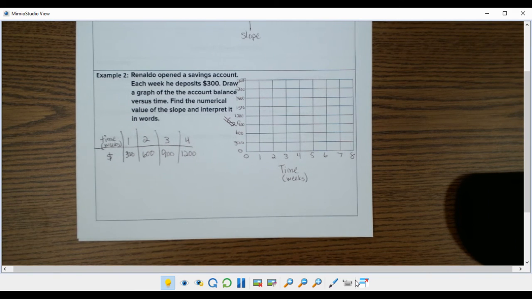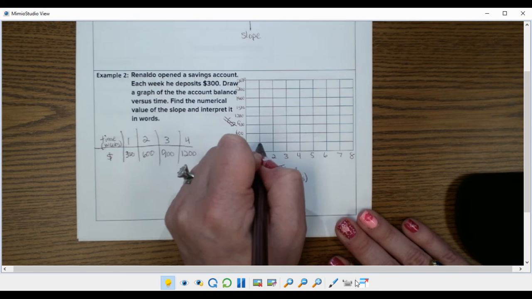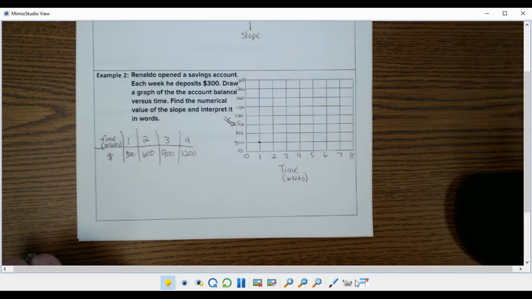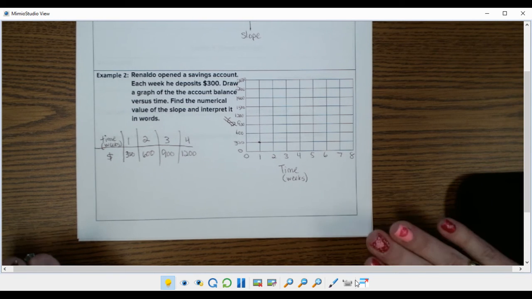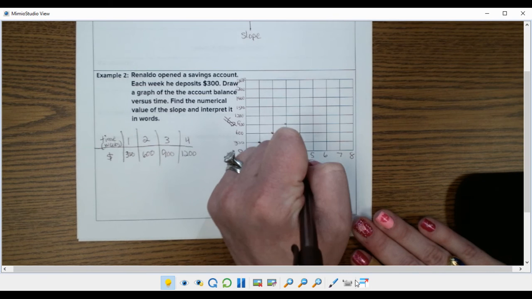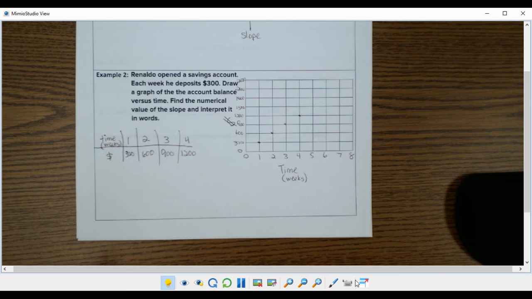All right, let's make some dots. 1, 300. Over 1, up 300, make a dot. If you counted by something else, your graph might be slanted a little bit more. It might be a little steeper or a little shallower, but it should still make a straight line. This is a constant rate of change. All right, 2, 600, 3, 900, 4, 1200. And that's all the data I have.